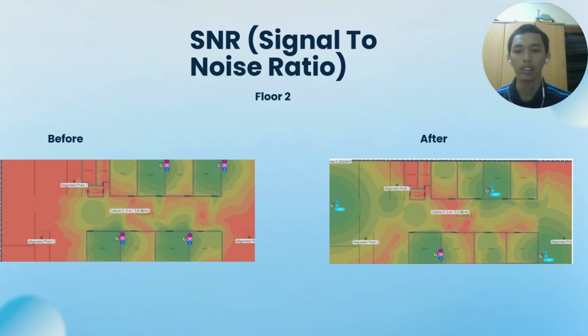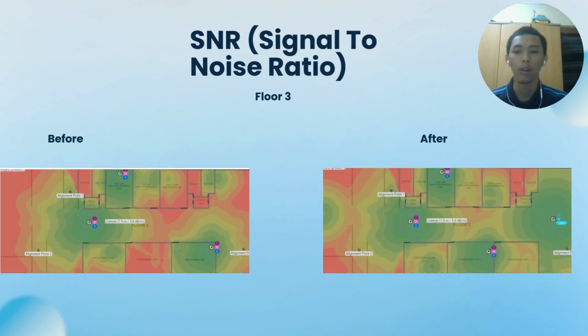For the next one, the SNR on floor 2 was inadequate in several regions before the optimization. High background noise and interference from overlapping Wi-Fi channels were the key contributors. After the optimization, SNR values improved significantly thanks to better AP placement, reduced power overlap, and proper channel assignment, ensuring stable connections across the floor.